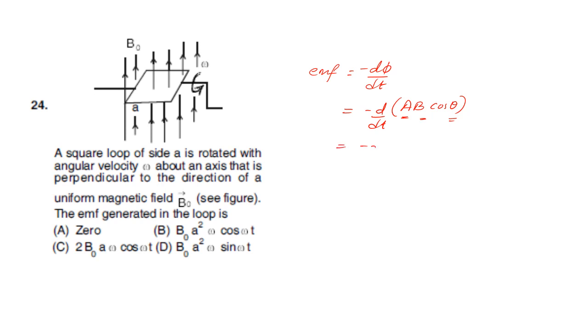That is minus d by dt of the area of the square loop, which is A square, times the magnetic field B0, times cos omega t. That is B0 A square d by dt of cos omega t, which is omega into minus sin omega t, so minus minus gives plus, B0 A square omega sin omega t. Therefore, option D is correct.